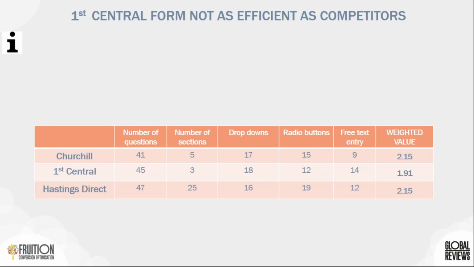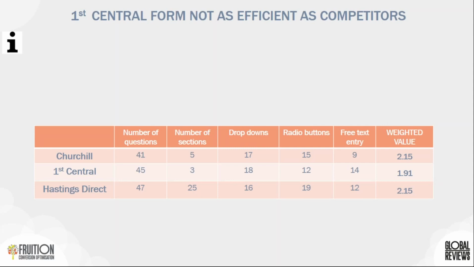One of the interesting things to do is to look at, on a diagnostic level, how many different questions the different providers are offering at the actual quote stage. What we can see is Churchill are actually offering the fewest questions, 41. First Central are offering 45 and Hastings Direct are offering 47.